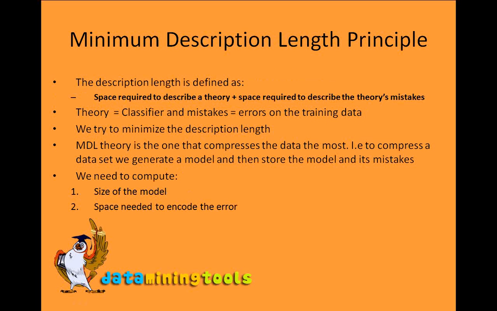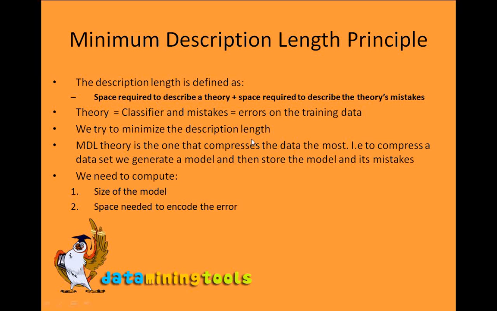Now we come to the last part of the session, the minimum description length principle. The description length is defined as the space required to describe a theory plus the space required to describe the theory's mistakes. In our case, the theory is the classifier and the mistakes are the errors on the training set. So we try to minimize the description length. The minimum description length theory is the one that compresses the data the most.